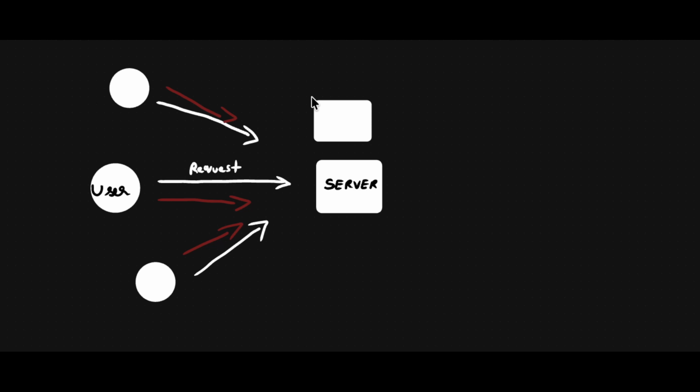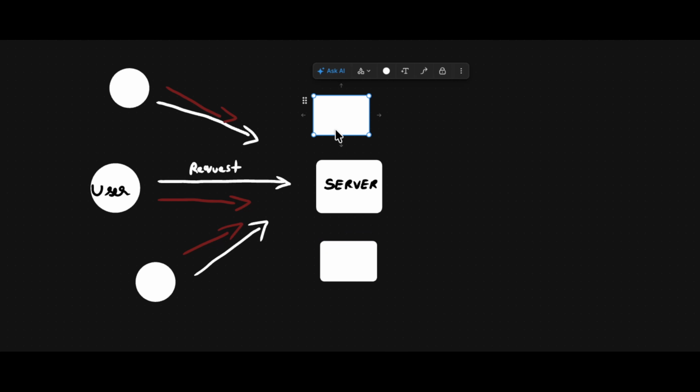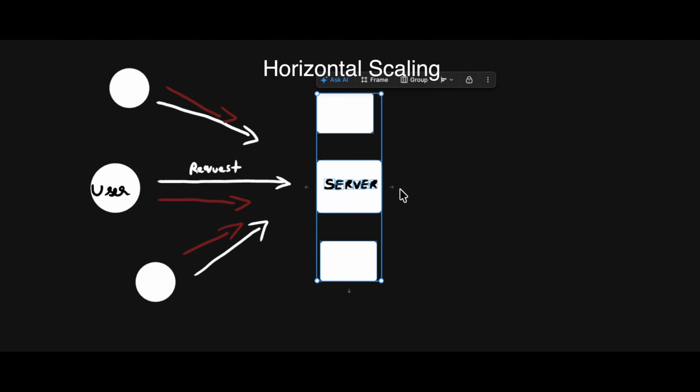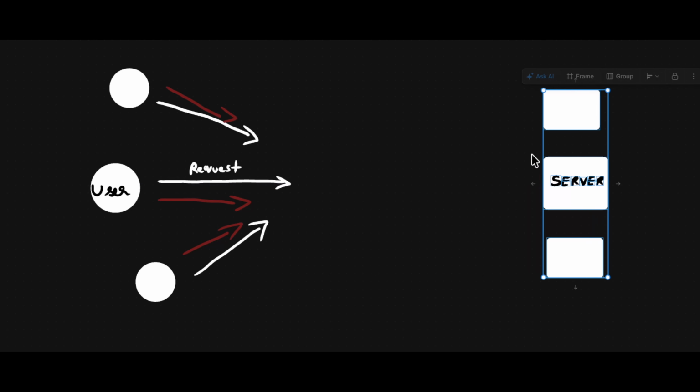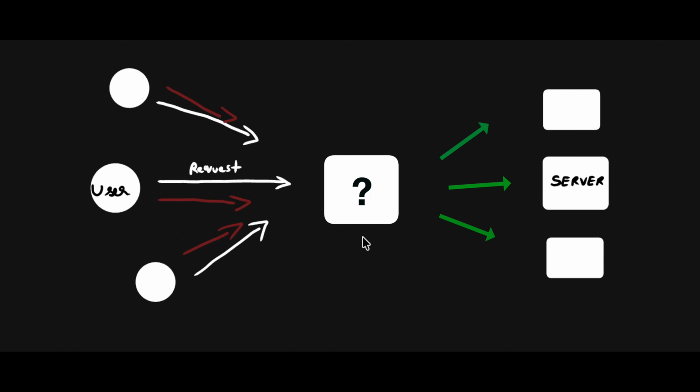So instead of relying on one server, we add more servers. In engineering terms, this is called horizontal scaling. Instead of building a bigger machine, we build a fleet of machines working together. But this creates a new problem. Who decides which request goes to which server?